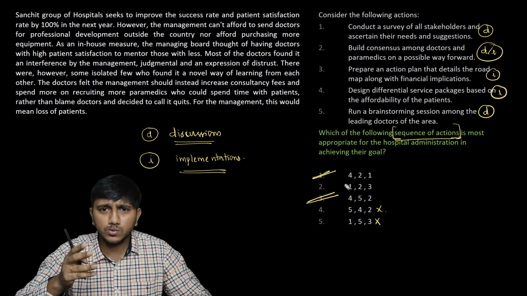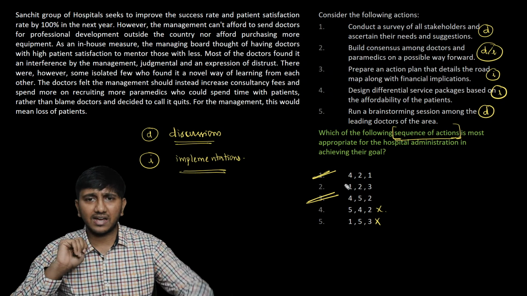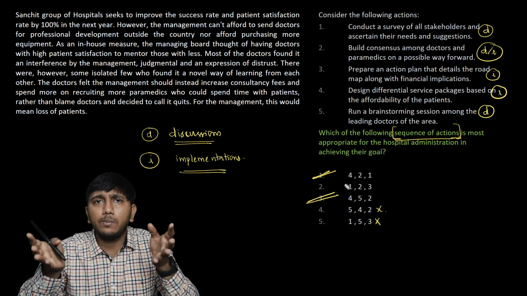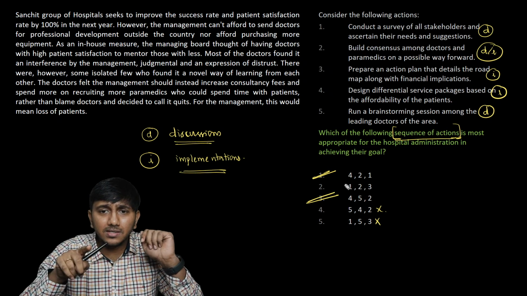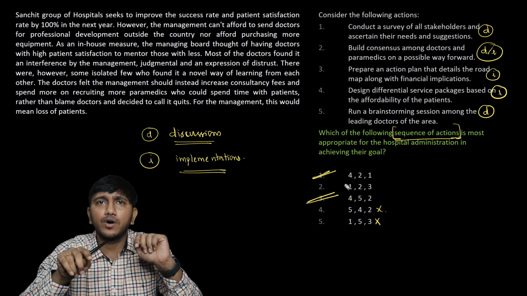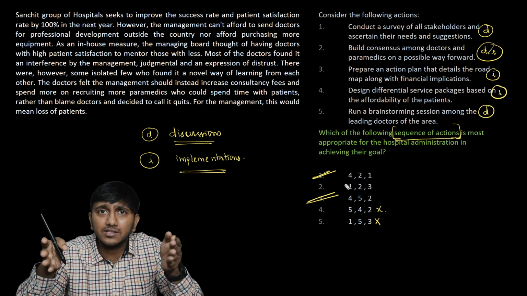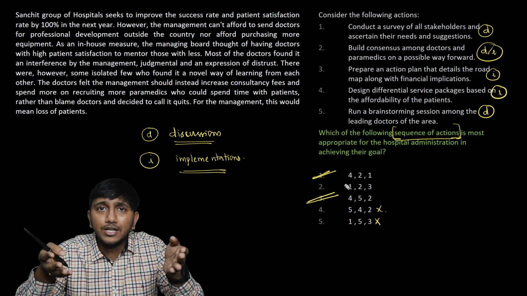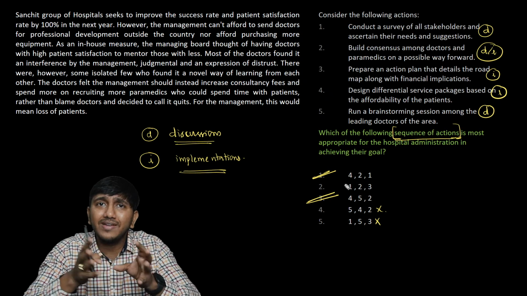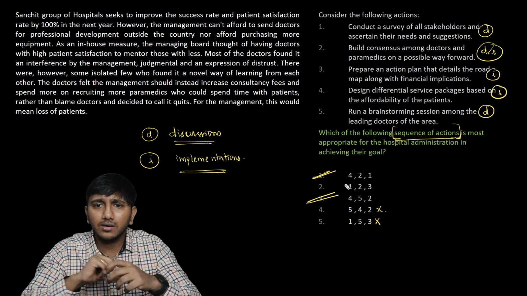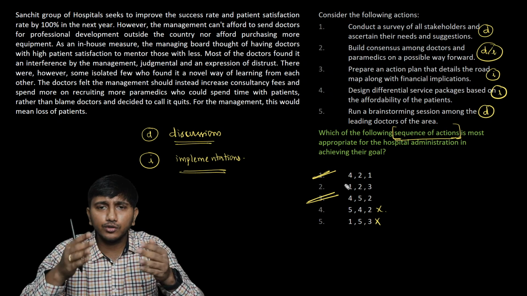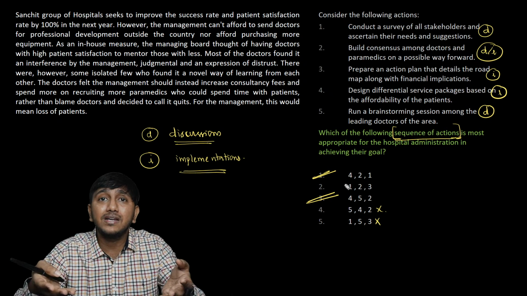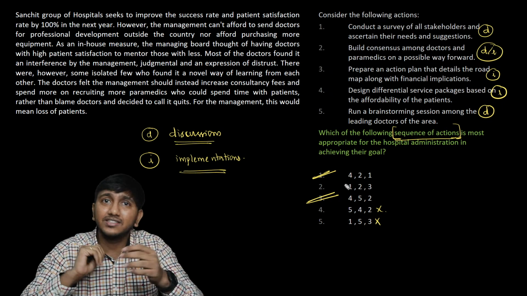1, 2 and 3. And what is 1? Conduct a survey of all stakeholders and ascertain their needs and suggestions. So you will end up with, let's say, 10 or 15 needs and suggestions. Now build a consensus among doctors and paramedics on a possible way forward. So you have these 10 or 15 needs and suggestions. You might not be able to go forward with all of them. So you build a consensus as to what all we'll have to prioritize. So you do your consensus building. And then prepare an action plan. Once you've got the consensus, you go for an action plan as to how you're going to implement the ones that you have got consensus on.